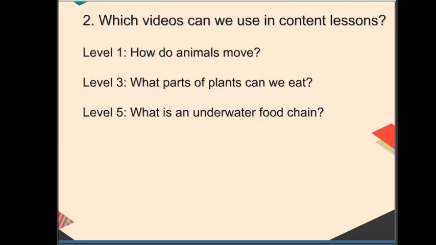Which videos can be used in content lessons? In order to answer this, we'll look at examples of 3 more video clips. The first from level 1, how do animals move? The second from level 3, which plant parts can we eat? And the third video from level 5, what is an underwater food chain?